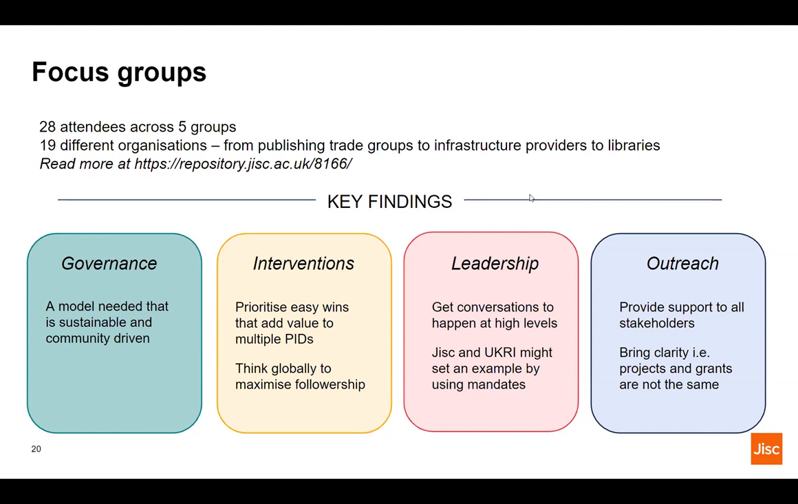And there's a link to the report on this slide, but some of the key findings were that we need a sustainable and community-driven governance framework for interacting with all of these identifiers, separate from the PID governance itself. We need some interventions to demonstrate the value of multiple PIDs and show their interactions and to think globally. We need to be showing leadership and leveraging this project to get attention at the policymaker, the national government, and so on stages. And we need to be really providing a lot of support to all stakeholders and helping them to understand our priority PIDs. Next slide, please, Adrian.